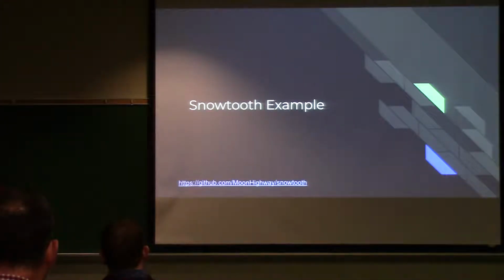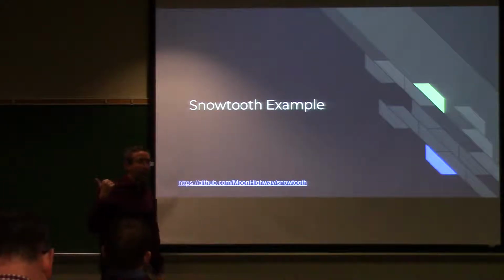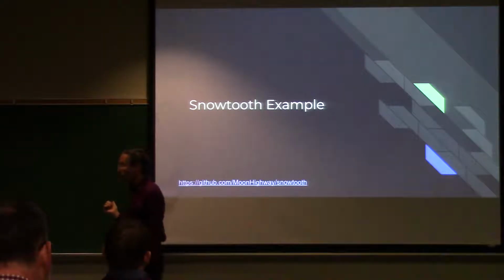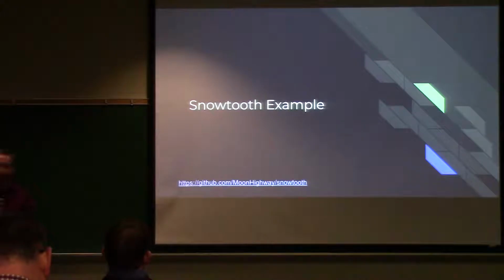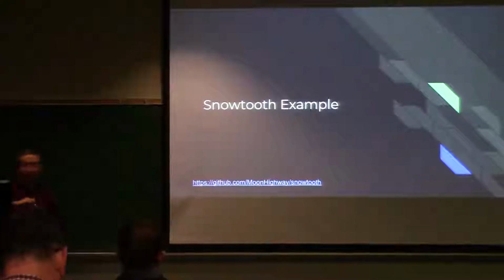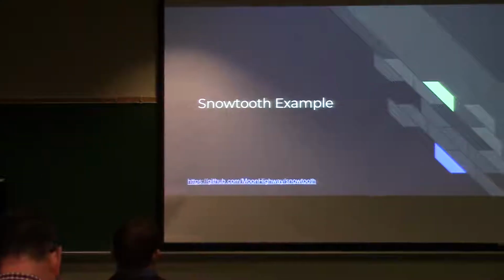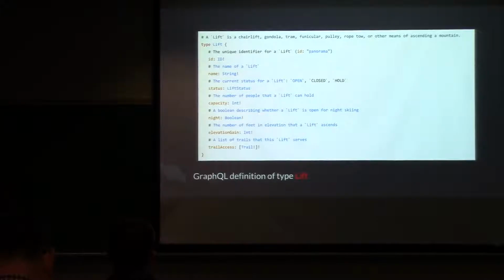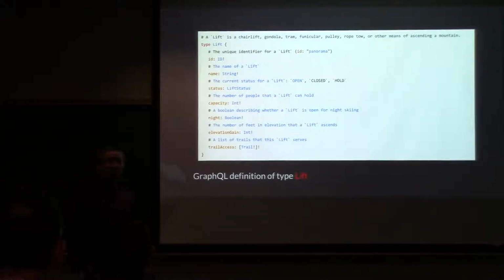So I'm going to go into a specific example. This is used in the O'Reilly book about GraphQL. The authors of the book designed a fake website, a snow-tooth ski resort. And these type definitions are from their GitHub repository. I'm going to go through the definition of types, queries, and mutations, and then we'll query that resort to see how they all work together.